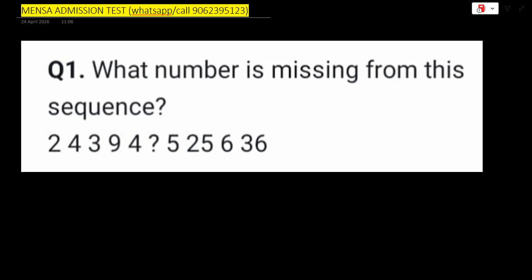it deep thought. So Mensa tests don't care if you know the name of the third king of England. They care about the pattern recognition. Okay, like can you see the logic hiding behind these numbers? So let's find out. Come to the question. What number is missing from this sequence? 2, 4, 3, 9, 4, and this we have to calculate this number, and then 5, 25, 6, 36.